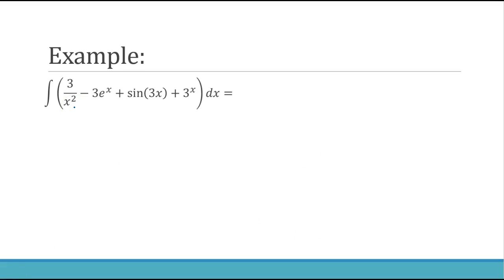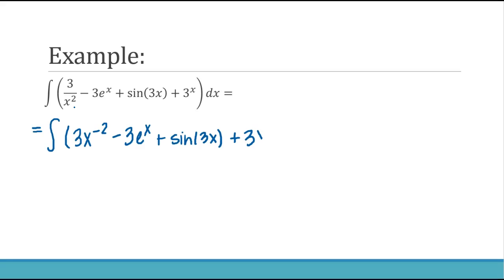In this example, we want to take the integral of 3 over x squared minus 3e to the x plus sine 3x plus 3 to the x. So first, we're going to do a little bit of rewriting. This first term here, we want to rewrite as 3x to the negative 2 so that we can apply the power rule for integrals. And all the rest are fine for us to just jump in and find each of their general antiderivatives.